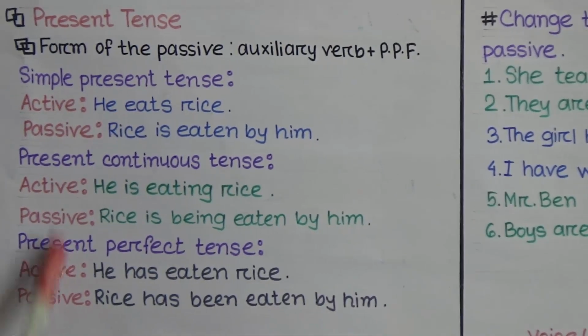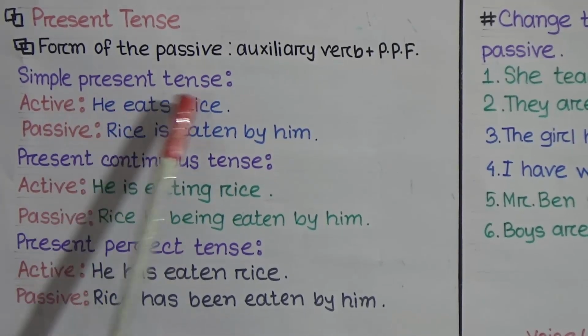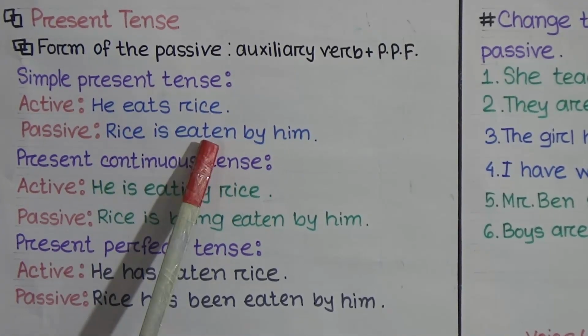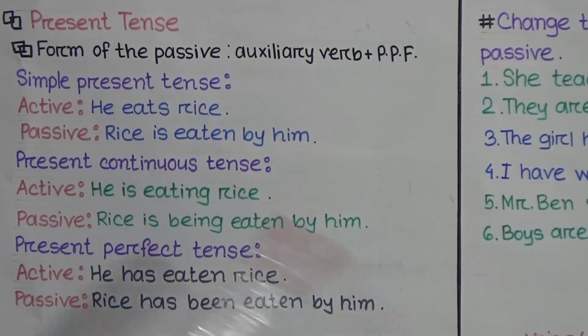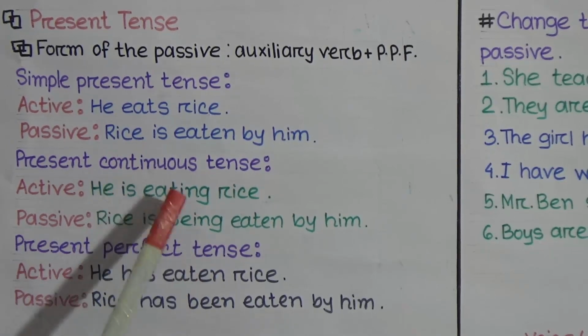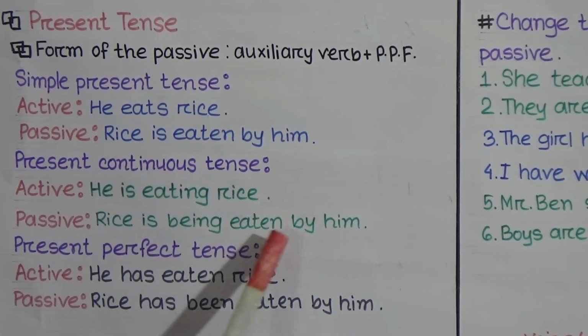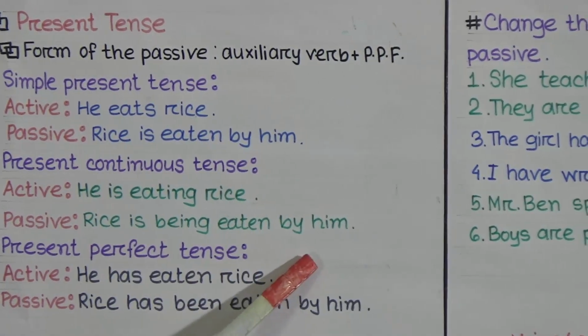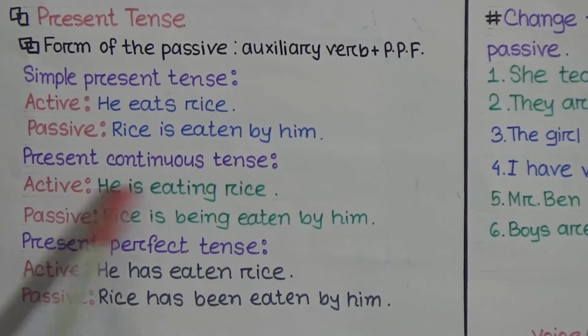Then as we say in present simple tense, we use the subject, rice, then is, then the past participle form of the verb, then by plus object for present indefinite tense. And for present continuous tense, we use the same subject plus is being, then the past participle form of the verb, then by plus object. He will be him.